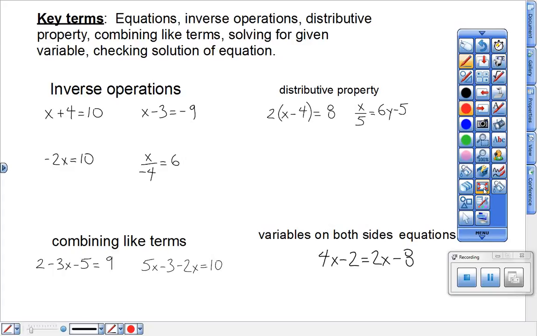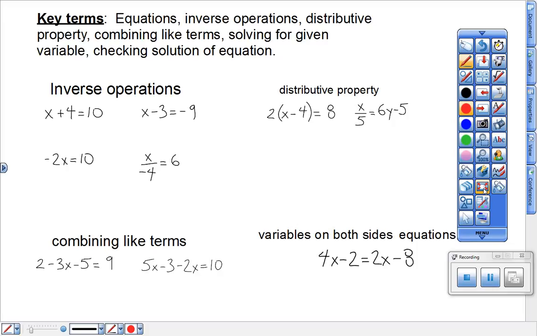All right, this video will talk about the different kinds of equations and then concepts like combining like terms versus inverse operations, the distributive property, and just basic variables on both sides of equations that you'll run into many times. For your homework, I want you to write each problem that I'm doing and then just turn it in tomorrow with your name on it. All right, here we go.